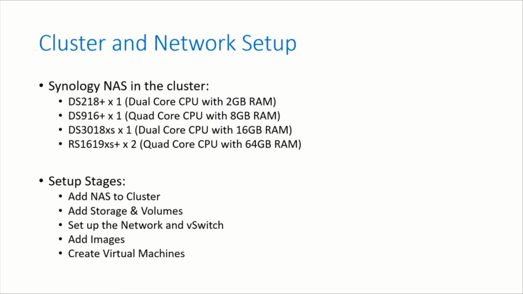As you can see, the details of the CPUs and the RAM that's been installed in all of these units. These units were mainly set up as storage servers, a surveillance server with 3 cameras on it, as well as a snapshot server to show you the different sort of setups you can have within a cluster, and keeping these diverse as well. The setup stages that I mainly went through with VMM were to initially add the NAS to the cluster, add the storages and volumes of these NAS units, followed by setting up the network and the virtual switch, which was then followed by adding in the images and creating the virtual machines finally.